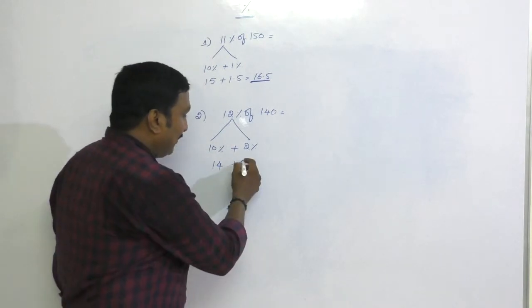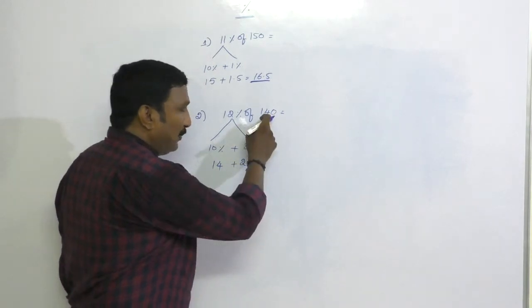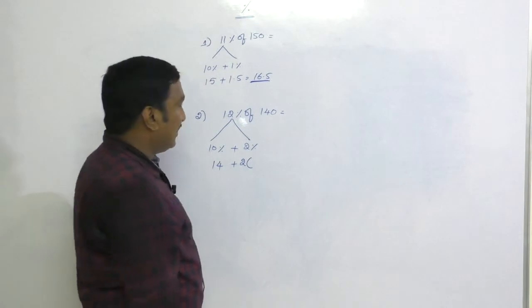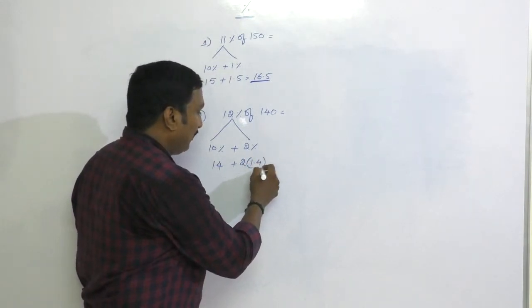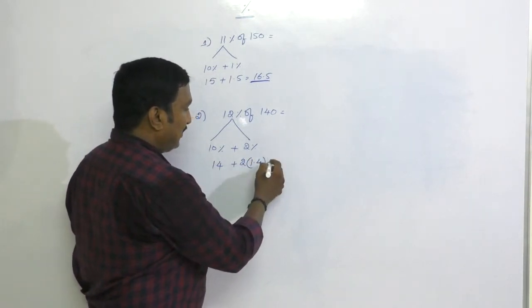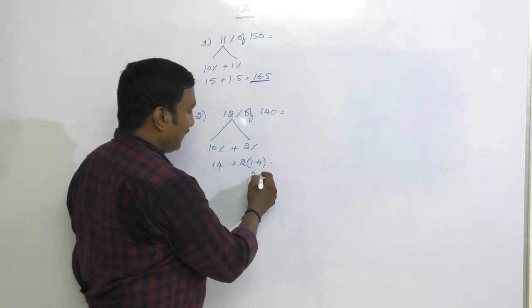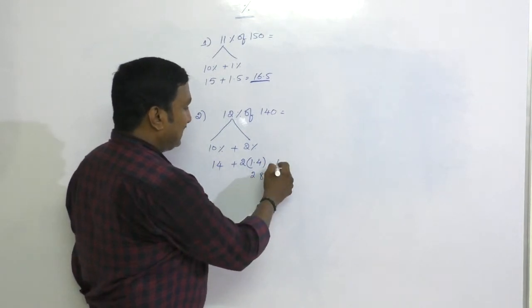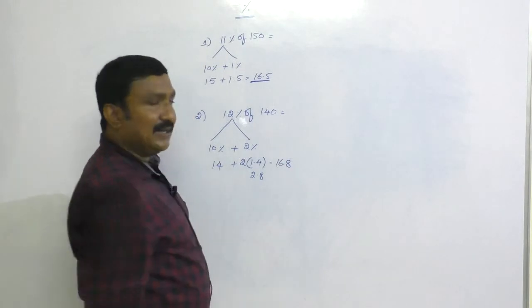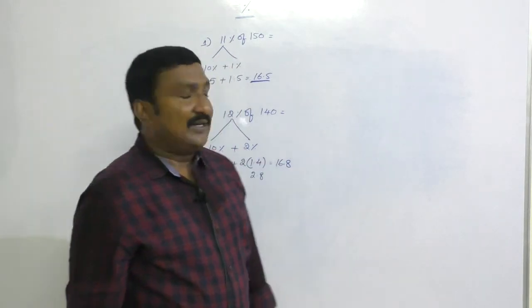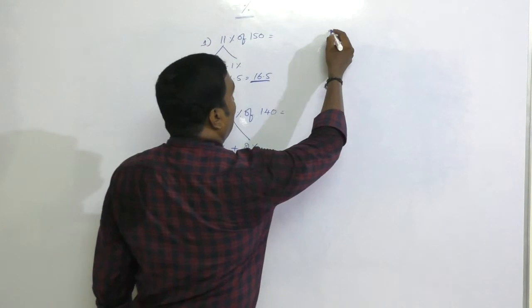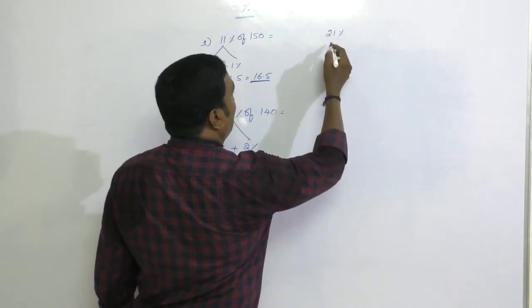2% how to calculate means 2 times of 1%. What is the 1% of 140? 1.4. So 2 times of 1.4 is equal to 2.8. So 14 plus 2.8 is equal to how much will it come? 16.8. Okay friends, similarly I want to calculate 21% of 420.